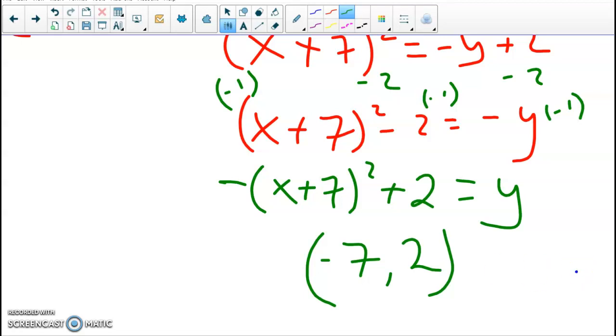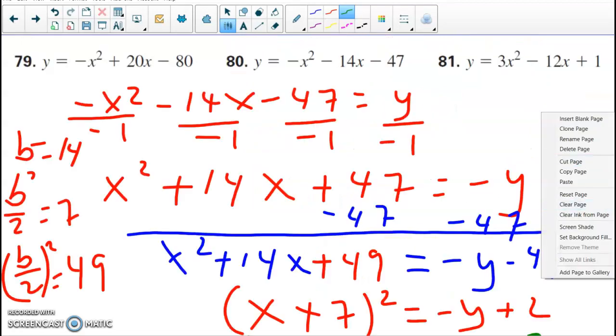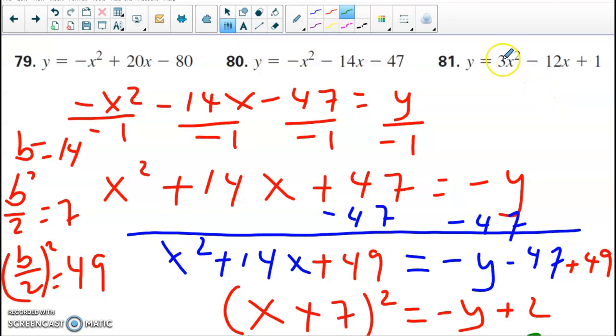Okay, so you're going to practice doing the other problems. The only one there that might be a little bit challenging is this last one right here, because you have a leading coefficient of 3. But you saw what you did when you had a leading coefficient of negative 1. You're going to do the same thing with the leading coefficient of 3. Just move it to the other side.